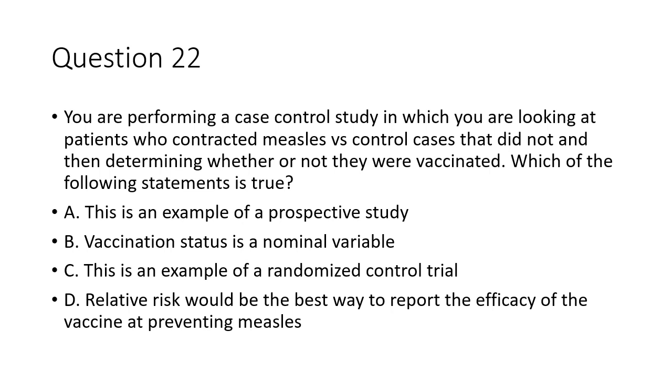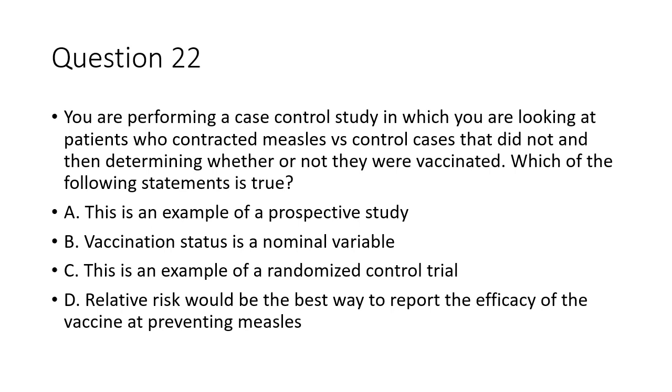So the next question, you're performing a case control study in which you are looking at patients who contracted measles versus control cases that did not, and then you're determining whether or not they were vaccinated. Which of the following statements is true? So A, this is an example of a prospective study. B, vaccination status is a nominal variable. C, this is an example of a randomized controlled trial. D, relative risk would be the best way to report the efficacy of the vaccine at preventing measles.